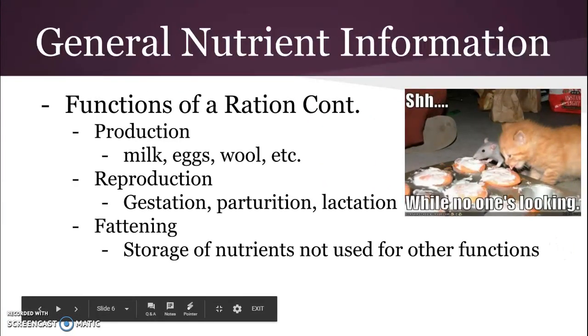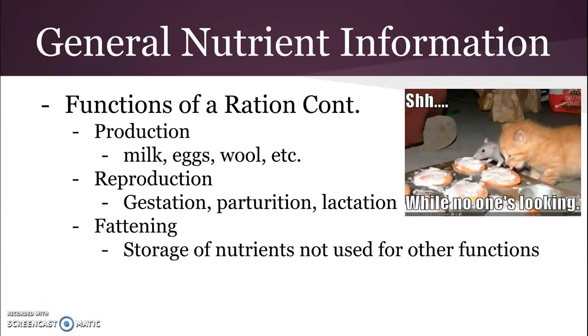A production ration, this is a ration that you would feed to an animal that is producing something for you. Okay, so dairy cattle are going to get a production ration because they're producing milk. Egg-laying chickens are going to get a production ration because they're producing eggs. Sheep will get a production ration because they're producing wool, that sort of thing.